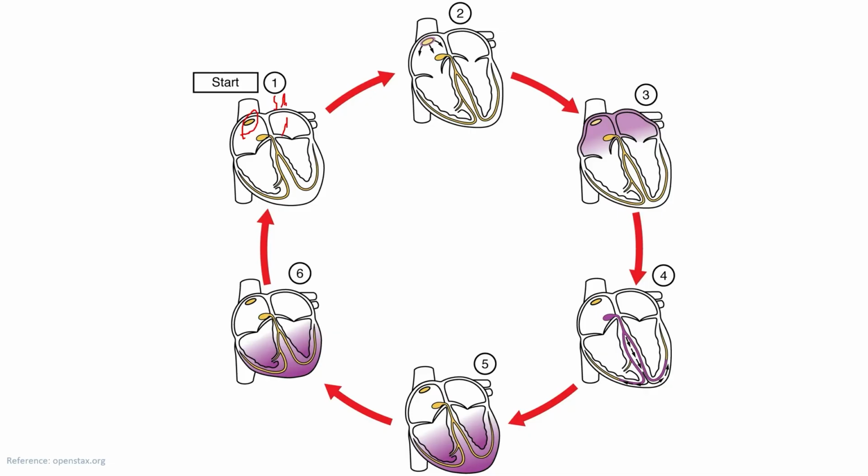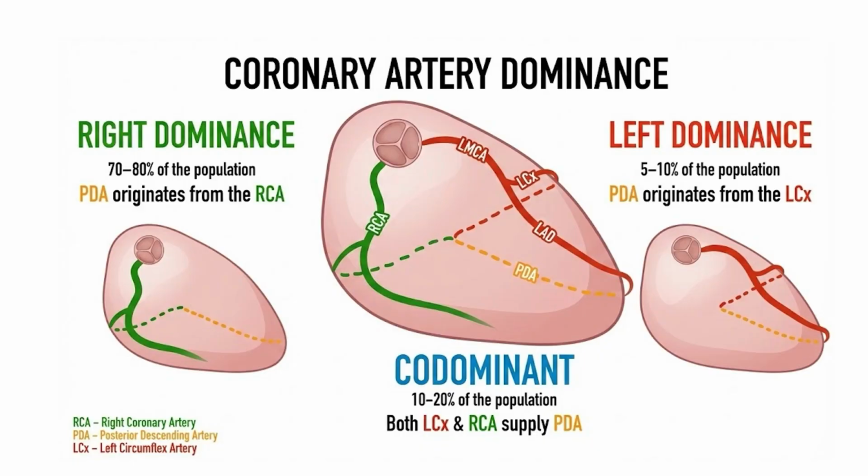Now that I explained the anatomy a little, let me talk about coronary dominance. Coronary dominance is defined by which artery gives rise to the posterior descending artery, PDA. It is not determined by vessel size, but by the anatomical origin of the PDA. In most individuals, the right coronary artery gives rise to the PDA, making the circulation right dominant. In a smaller percentage of individuals, the PDA originates from the left circumflex artery, resulting in left dominance.